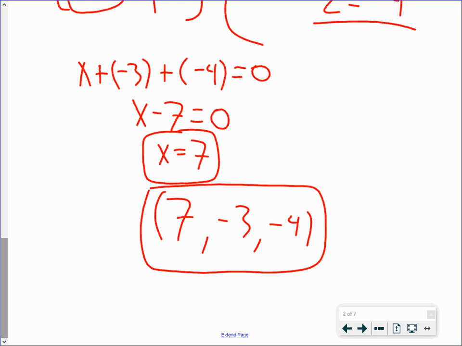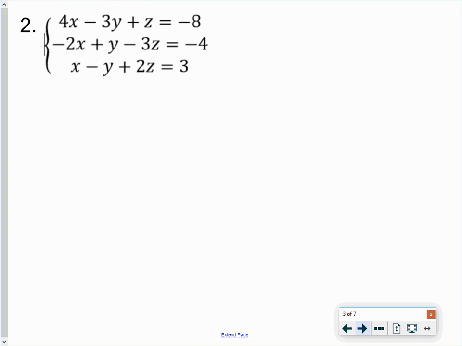So let's go on and do problem 2 as well over here. We're told 4x minus 3y plus z equals -8, negative 2x plus y minus 3z equals -4, and x minus y plus 2z equals 3. So again, first thing I'm going to do is swap my last and my first equations because I don't want to deal with fractions. I would have to divide the whole first row by 4, and I'll end up with a -3/4 and a 1/4 somewhere in the matrix, and I definitely do not want to deal with that. So I'm going to swap my first and my third equation.